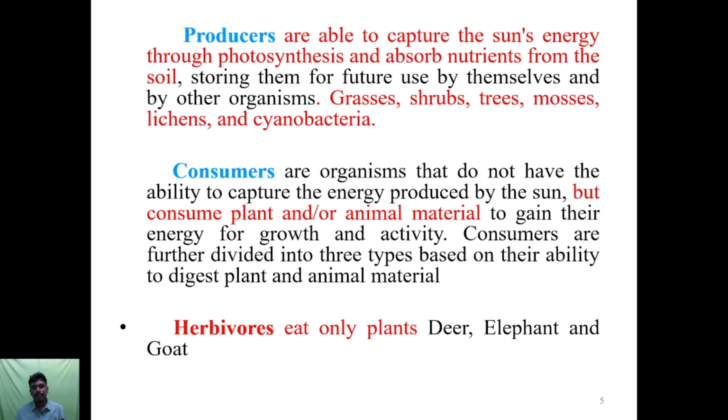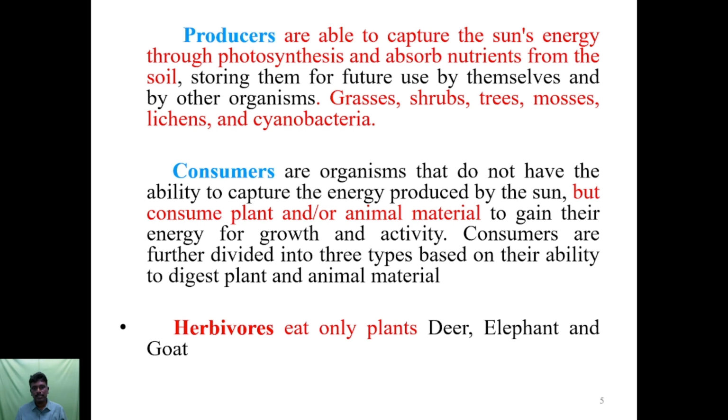For example, trees, grasses, shrubs. If you take a tree, it produces its own food by capturing the sun's energy and absorbing water and nutrients from the soil. It can produce its own food. This type of living thing is called a producer.